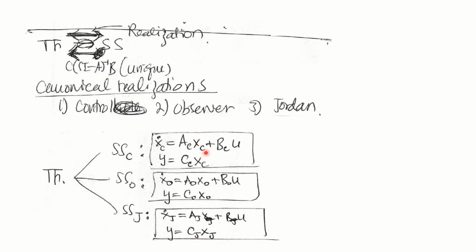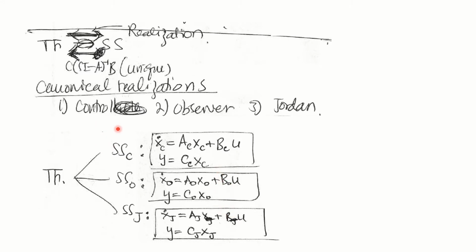And now they all have a different state vector. So depending on the choice of state vector, here xc, xo, or xj, we have a different set of A, B, C. Okay, so we are going to see how we get these different canonical realizations by choosing a different state vector.